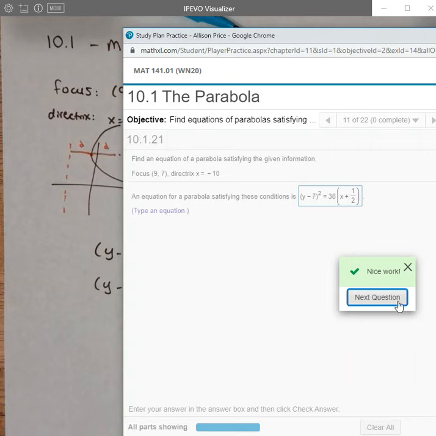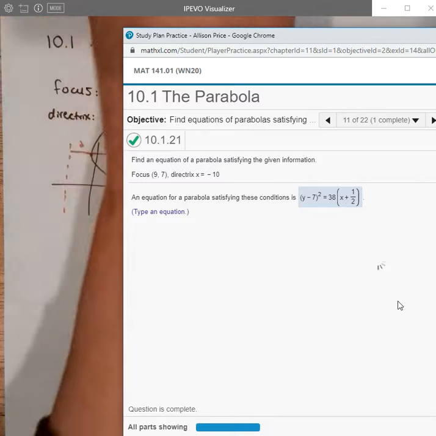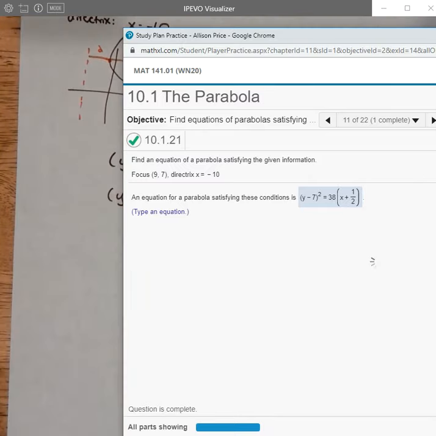Okay, so that's one of the types of questions. If you're given a focus and a directrix, then you can write the equation of a parabola. The other type of question that I saw was similar to the type that we were doing earlier. If it loads here, waiting for it.